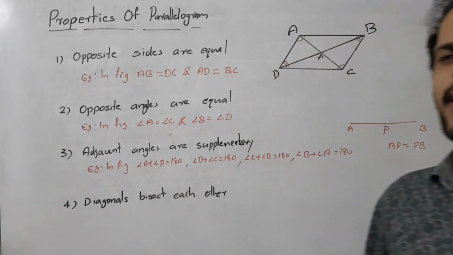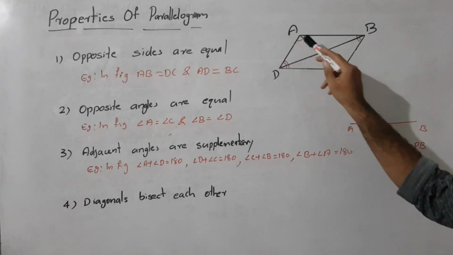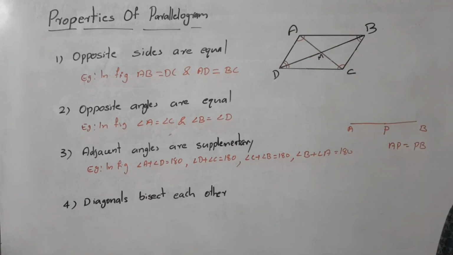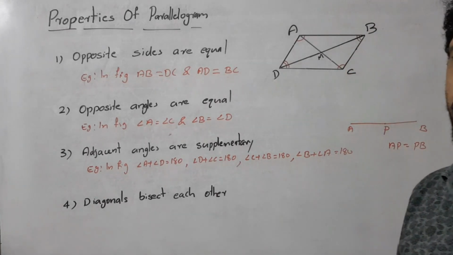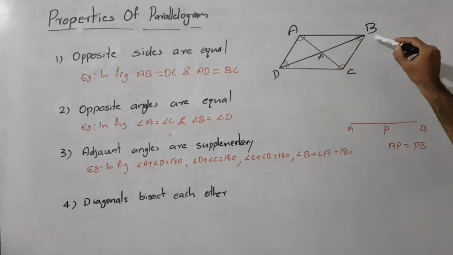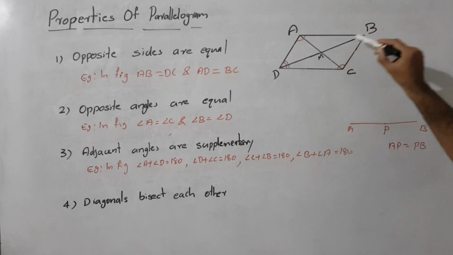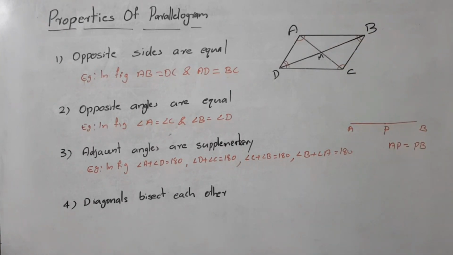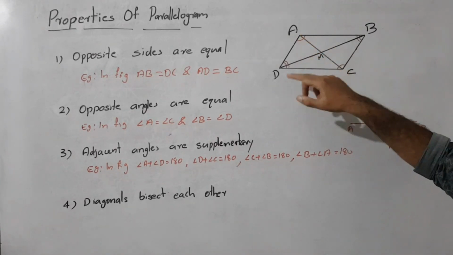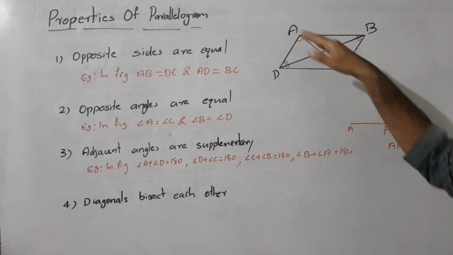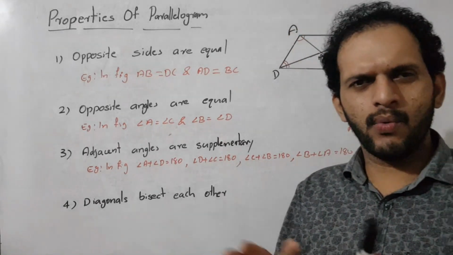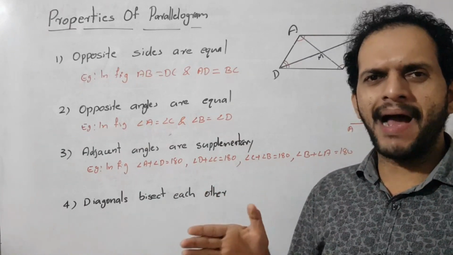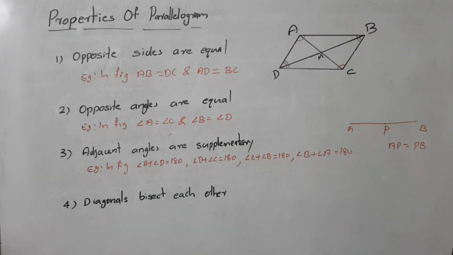Diagonals bisect each other. Here, what are the diagonals? The diagonals are AC and DB. They bisect each other means AC is dividing DB into two equal parts, and DB is also dividing AC into two equal parts. Clear? DB bisects AC and AC also bisects DB.